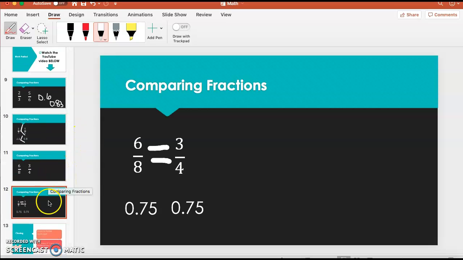So, all you have to do, if you have different numbers, different denominators on the bottom of your fractions, is put them into decimal form. Just divide them by each other, okay? 6 divided by 8, 3 divided by 4, and then that makes it a lot easier for you to decide where your alligator's mouth is going to go, all right?